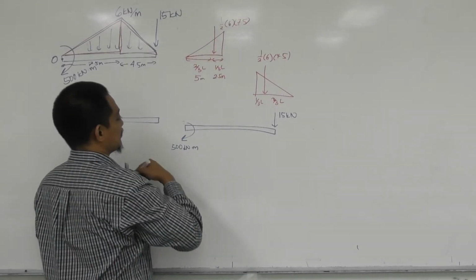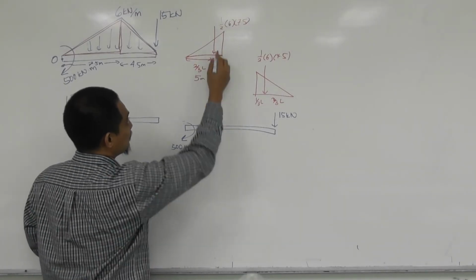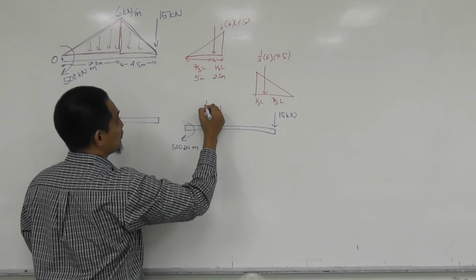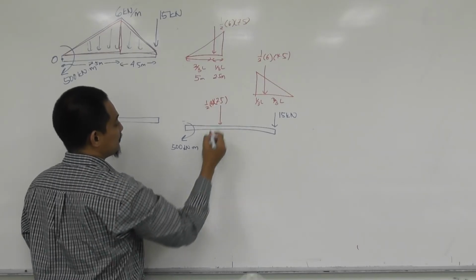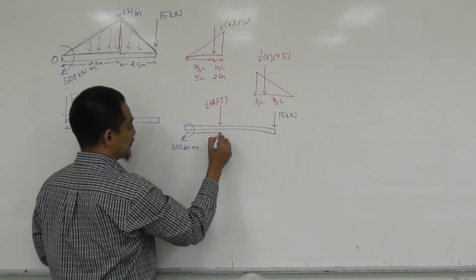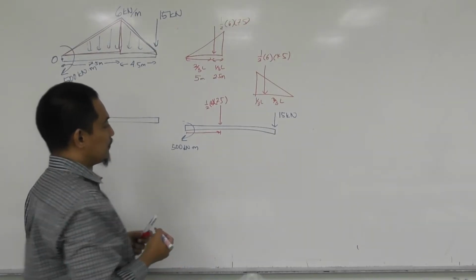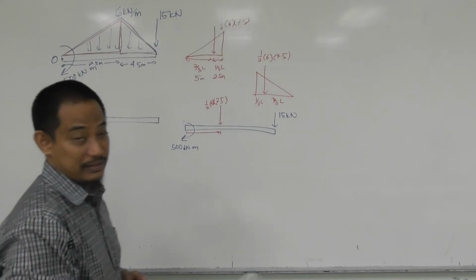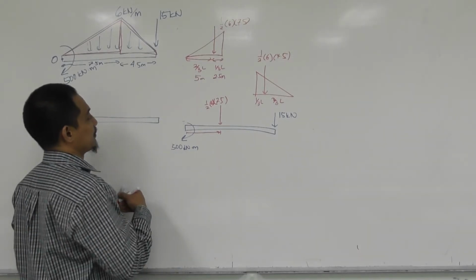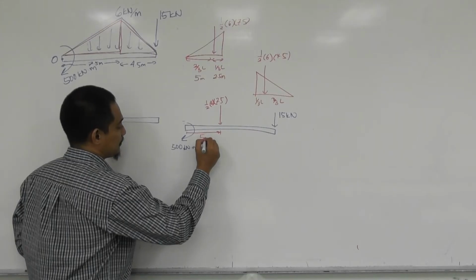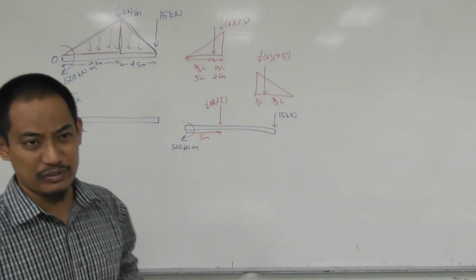So this one becomes just one force here, with the value half times 6 times 7.5, and then what will be the distance? The distance will be this one, right? 2/3 of the length of that one, so 5 meter. Hopefully you're still following.